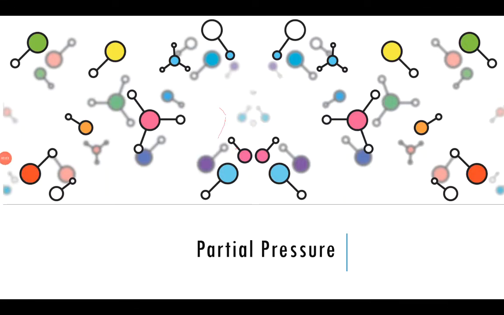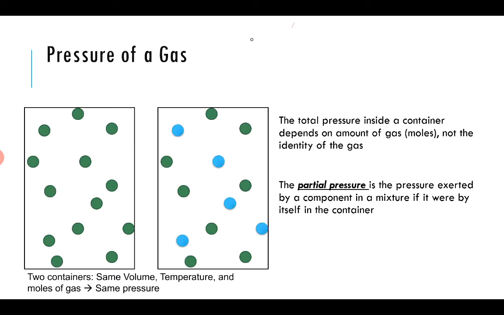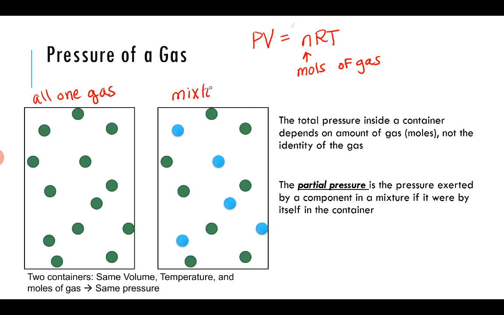Okay, so today we're going to be talking about partial pressures of gases. So far in our gases chapter, we have been talking about the ideal gas law of PV is equal to nRT, where n here stood for moles of gas. Now that is very vague. It could mean that you have all one gas, or that you have a mixture of gases.